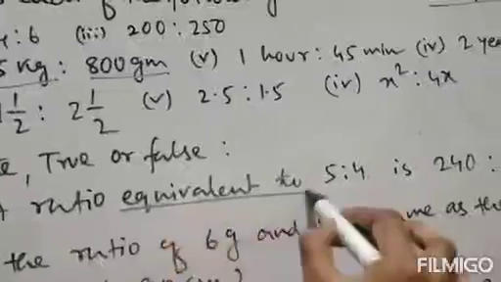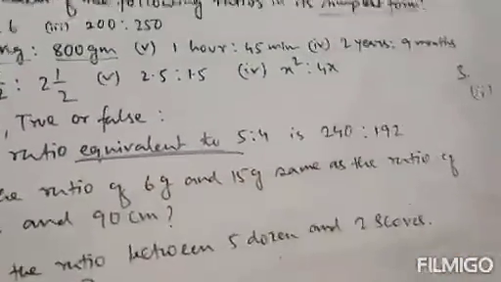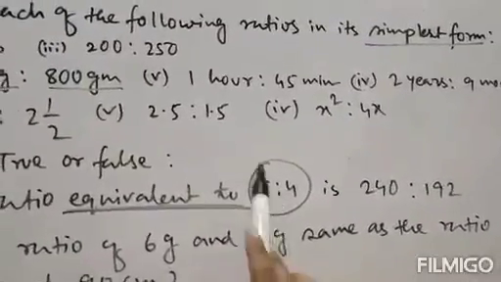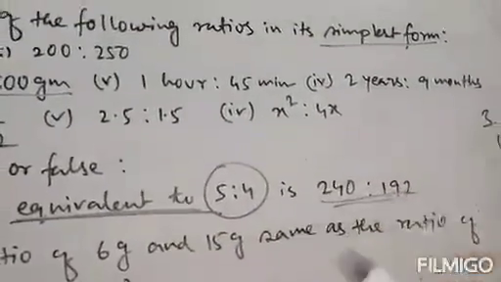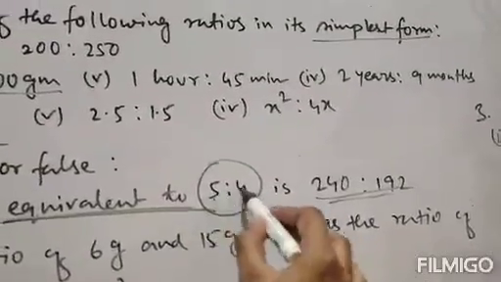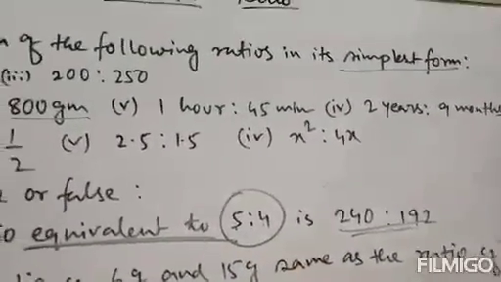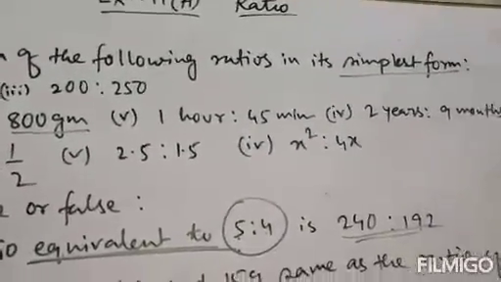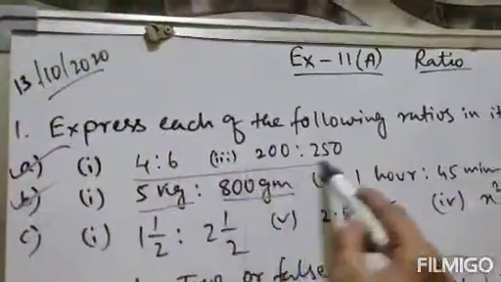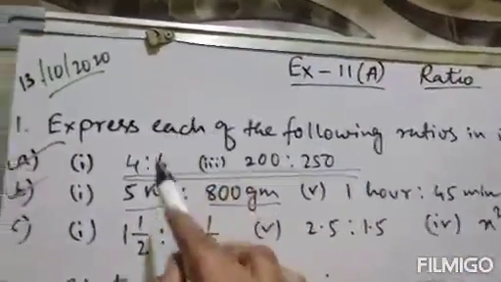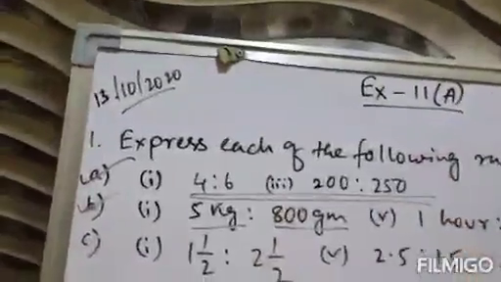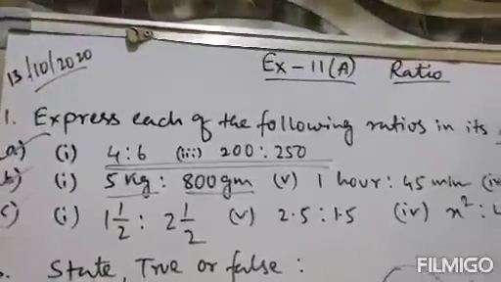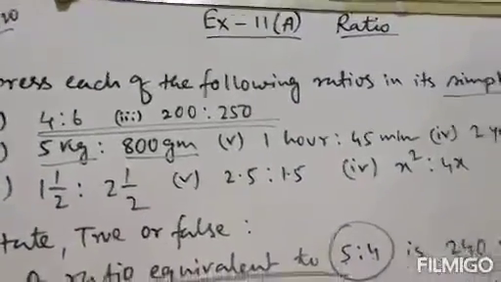Equivalent means equal. That means we have a given ratio 5 is to 4, and we have to find out whether this ratio is equal to this ratio or not. Now see, 5 is to 4 is already in its simplest form. Simplest form means a ratio which you cannot reduce further. In the previous question, these ratios are not in simplest form, because we can easily reduce them. A ratio will be in its simplest form if we cannot reduce it further.